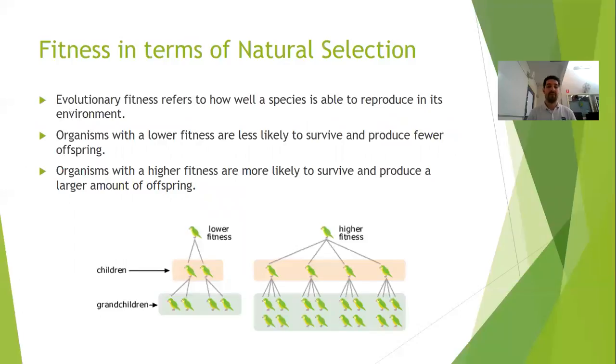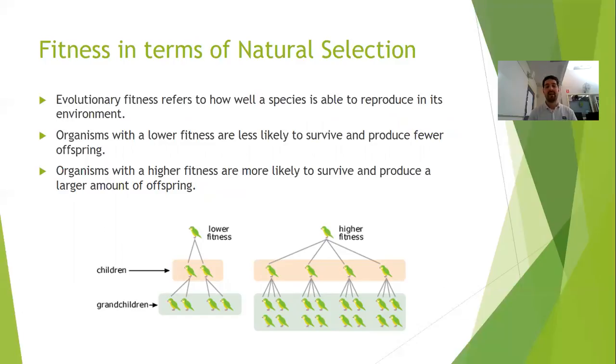So when I talk about fitness, well, in biology and in natural selection, fitness refers to how likely you are to survive and produce offspring. So if you've got a low fitness, you're going to produce fewer offspring, or you're going to have a less likely chance to actually survive to produce offspring. Those with higher fitness are more likely to survive and are going to produce a larger amount of offspring over the course of their life.